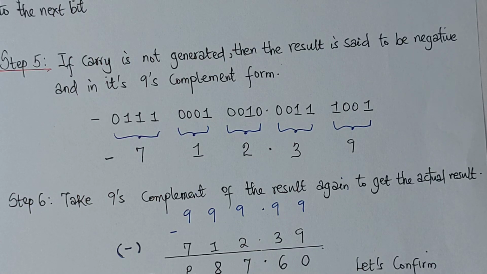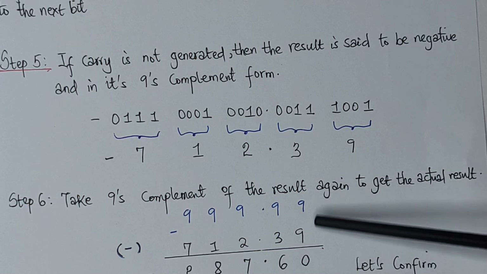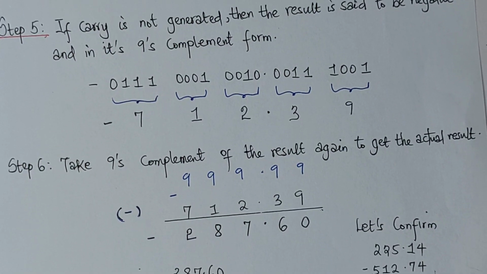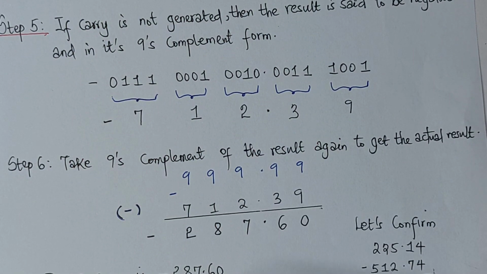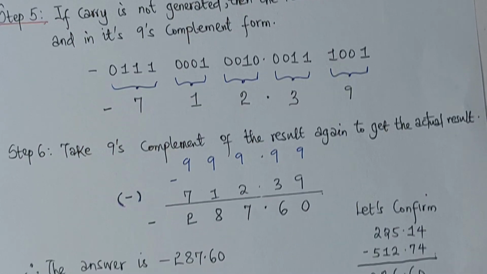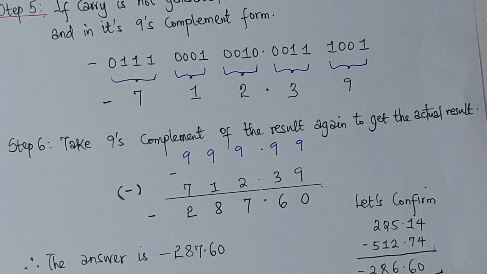Now let's see what we are going to have from this. So 9 minus 0 will be 9. 9 minus 3 will be 6. 9 minus 2 will be 7. 9 minus 1 will be 8. 9 minus 7 will be 2. So at the end of the day, our answer is going to be minus 287.60. You can also confirm, before you start calculation like this, I will always encourage you to first of all predict what will be your answer before you proceed with the step.